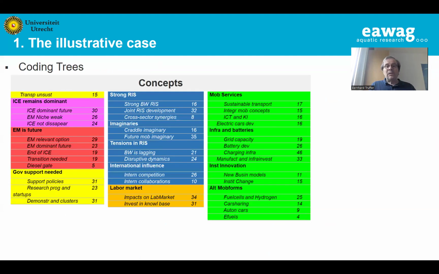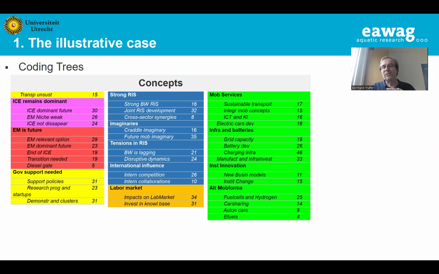So the coding tree that resulted, and here you have to be attentive a bit to the color code because it will come back in the networks. The pink colors normally relate to statements and actions that are supportive to the internal combustion engine trajectory, whereas the red ones are more in favor of the electromobility trajectory. The yellow ones are about policy support that's required or that's actually executed.